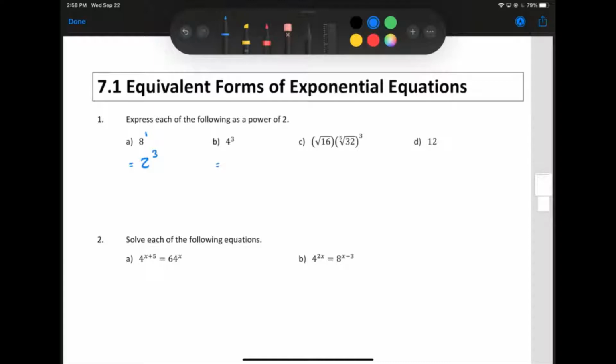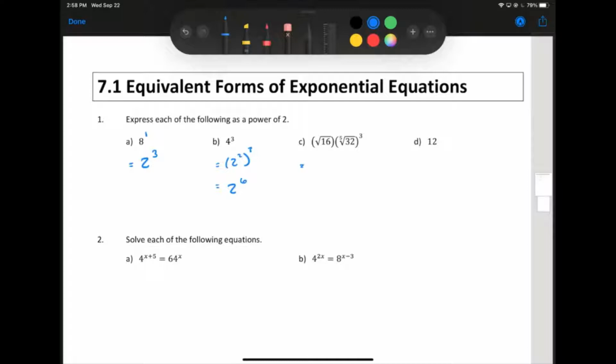Well, 4 to the exponent of 3 could be written as 2 to the exponent of 2, to the exponent of 3, which our exponent rules say is equal to 2 to the exponent 6. So 4 to the exponent 3 is equal to 2 to the exponent 6.